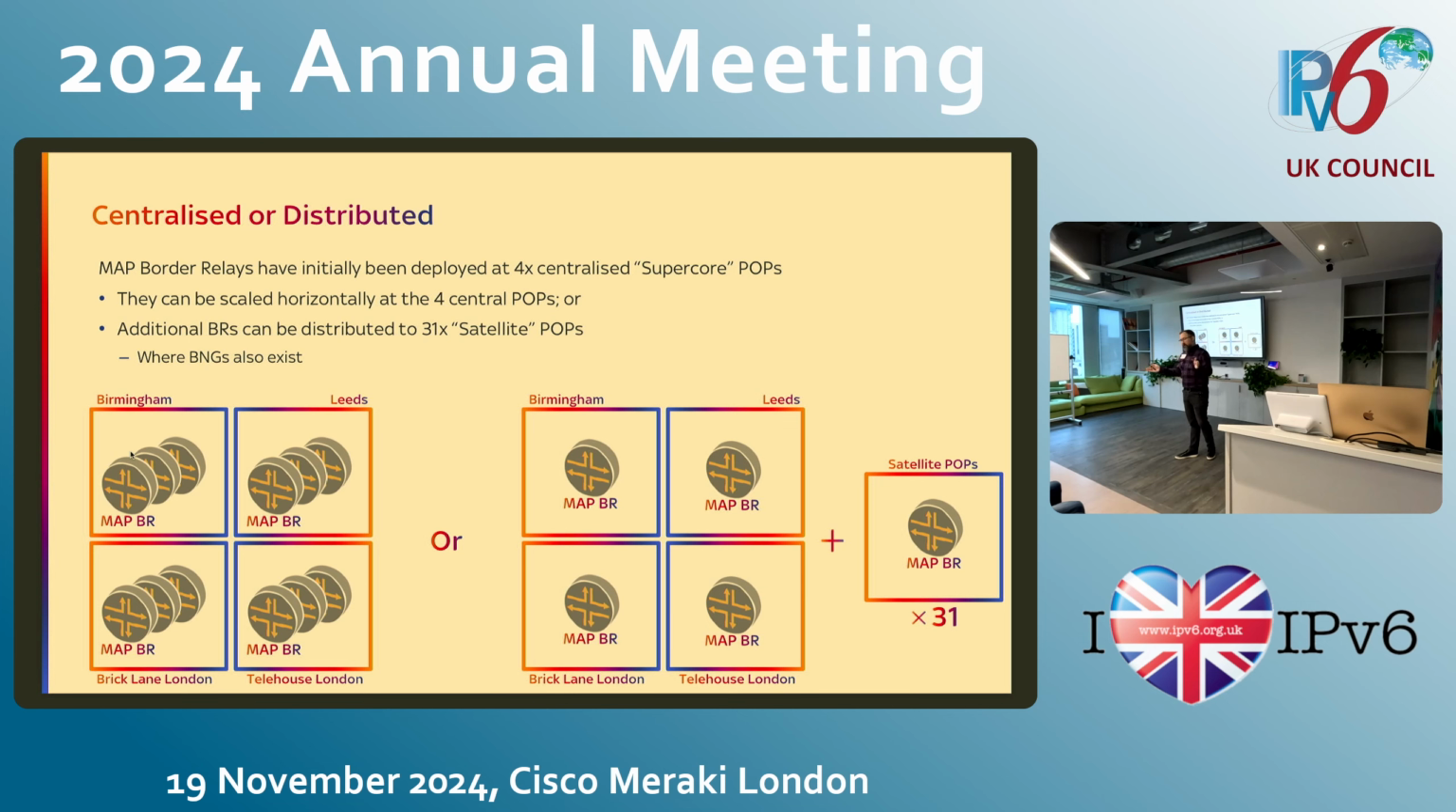In the UK, our network is built around 4 centralized supercore POPs where we have a pure P-layer, BGP-free P-layer in those 4 sites, and these MAP border relays are hanging off that P-layer as PEs. Depending on how the IPv4 traffic evolves over time and the ratio, we haven't quite decided yet whether we will scale the border relays horizontally at those 4 centralized sites, or we'll deploy additional border relays deeper into the network at additional satellite POPs where we also have BNGs.